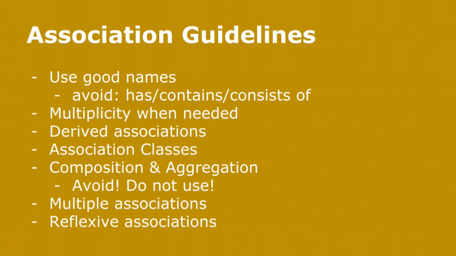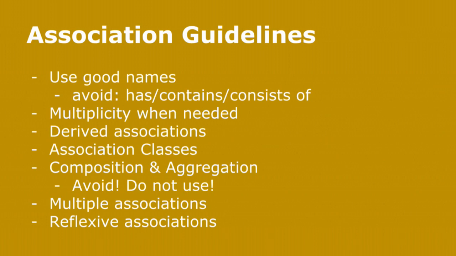You can have multiple associations. So there is nothing that says that we cannot have several associations between two conceptual classes. Again, person, car, we can have one association that says drives, one that says owns, one that says rents, and so on and so forth. Don't be scared of adding multiple associations.